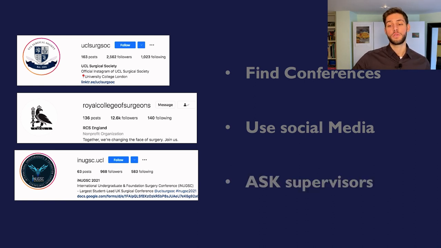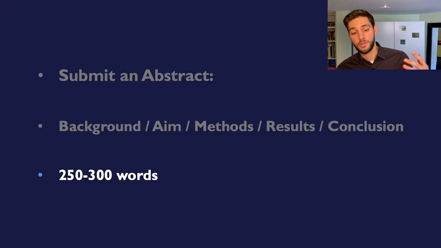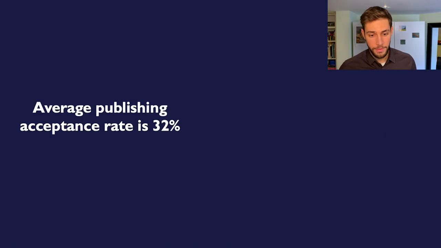And then you submit to those conferences an abstract, which is background, aim, methods, results, conclusion. Big point here, you don't have to have a ready manuscript to submit an abstract. You can submit an abstract without your full manuscript. You have to have your results, of course, and your conclusion to some point, so you can write your abstract, but you don't need a full manuscript. So the abstract you submit is usually 250 to 300 words. And that's about it.